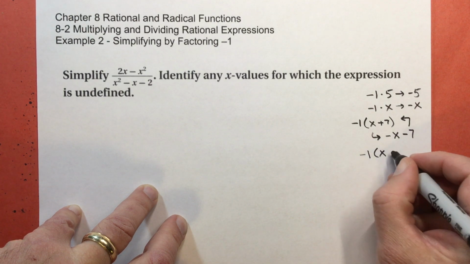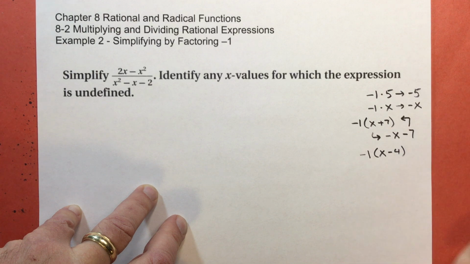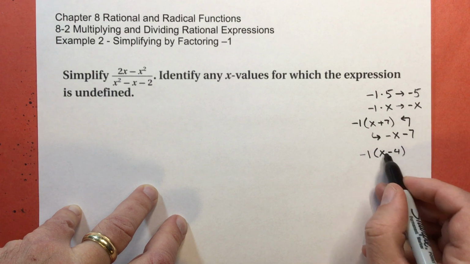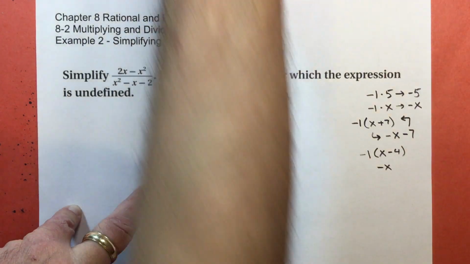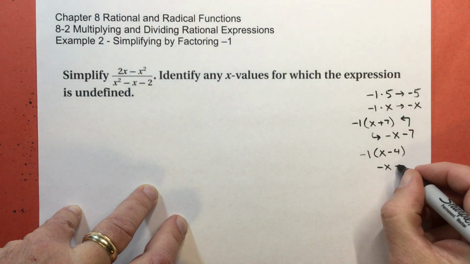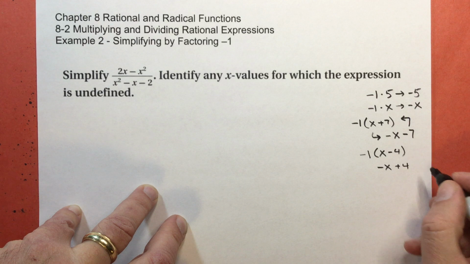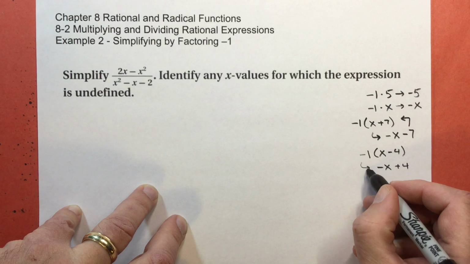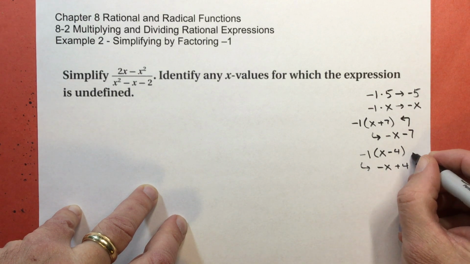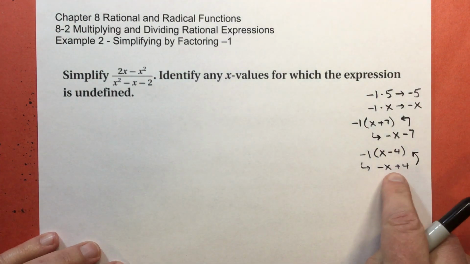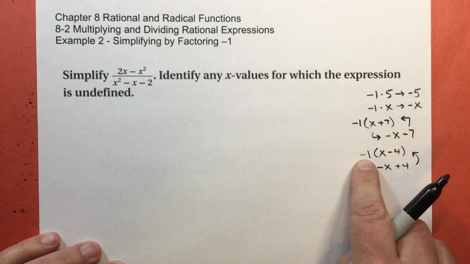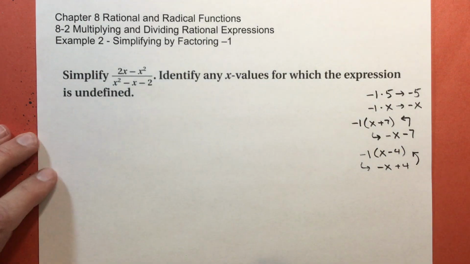Okay? What if I do this? -1 times x subtract 4. -1 times x is -x. -1 times -4 is going to be +4. And if I multiply, it goes that way. And if I factor, it goes that way. So what happens if I get this, but I want that? I factor out a -1. That's the whole point of this.